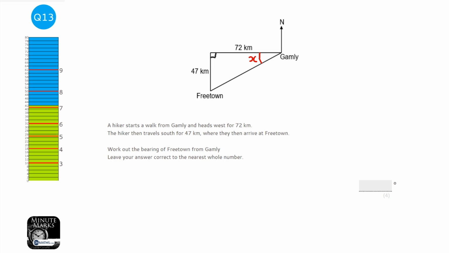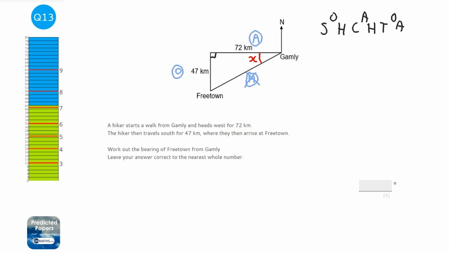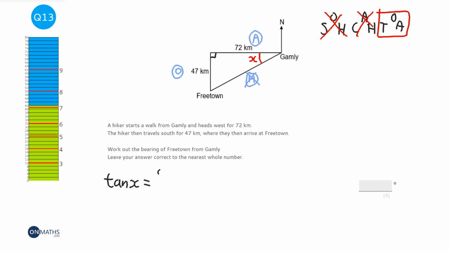Now to find x, we need trigonometry, and to do trigonometry, we need to label the sides. We've got the opposite here, which is opposite the angle we want, the adjacent here, and the hypotenuse here. The hypotenuse is of no interest, we're not looking for it, and we're not given it. So it's O and A. Writing SOH CAH TOA, we're not interested in the H, so it's not going to be SOH, and it's not going to be CAH, so it's going to be TOA. So TOA stands for tan x equals opposite over adjacent, and the opposite is 47, and the adjacent is 72.